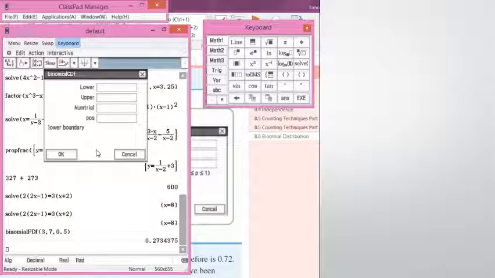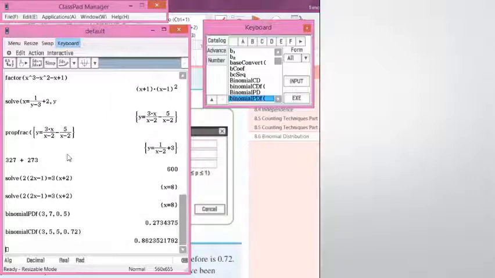Now, you have lower and upper limits because you need to tell it where to stop. Where are we starting? What number? 3. What number are we ending on? 5. How many total trials can we have? 5, because there's 5 prisoners. And then probability of success is 0.72. And there's your answer. Okay?